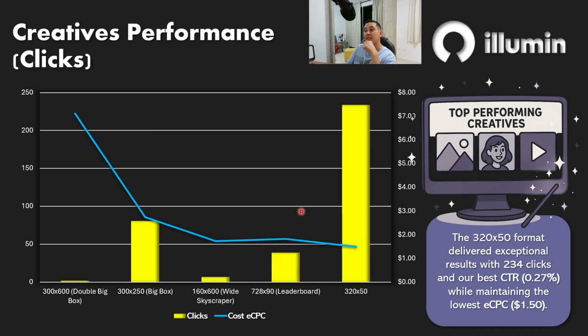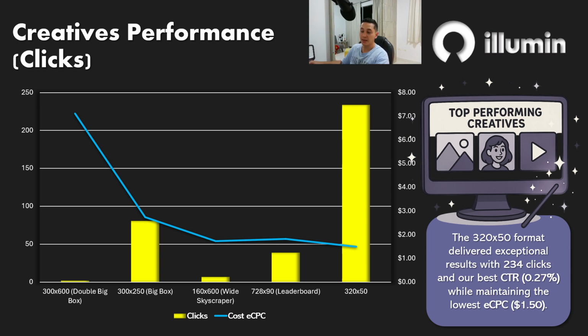As you can see here, the click data tells an even more compelling story. The 320 by 50 mobile format delivered 234 clicks. That's 65% of all campaign clicks, despite receiving only 33% of impressions. More importantly, this format achieved our highest CTR at 0.27% while maintaining our lowest effective cost per click, or ECPC, at $1.50. This suggests our audience is primarily engaging on mobile devices.